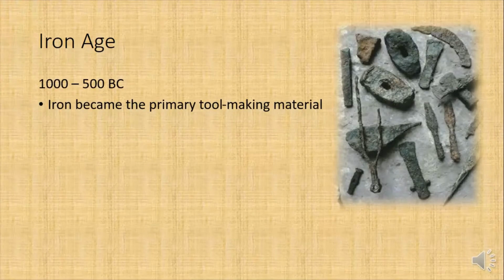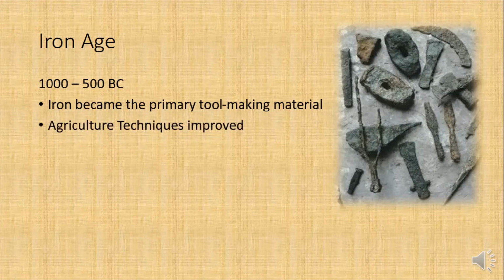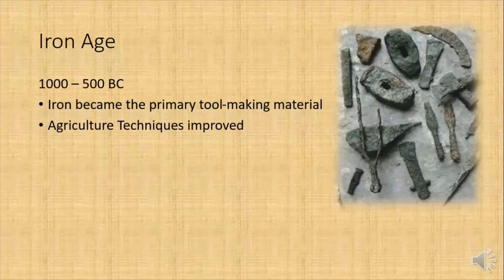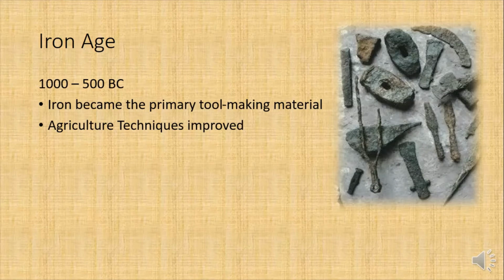So we talked about it being from about 1000 BC to 500 BC. Iron became the primary tool-making material. Agriculture techniques improved, obviously, because iron was stronger than bronze. You could do more things. You could dig deeper into the ground. You could build various things to hold water in place, aqueducts or various things to get water from one place to another. And so agriculture techniques improved.